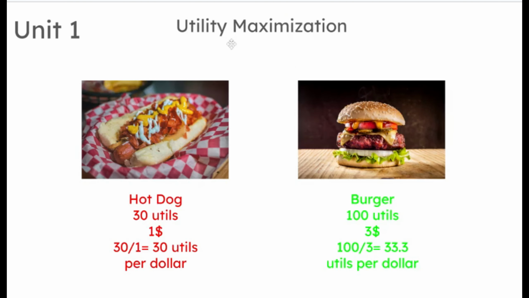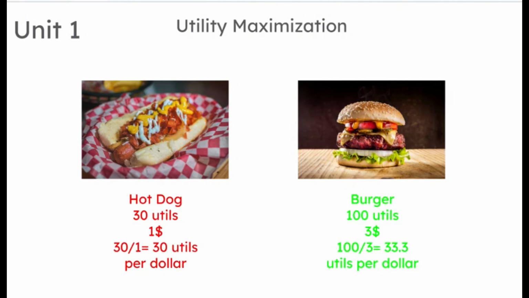So let's talk about utility maximization, which is like getting the bang for your buck. Imagine you're at a food court and you're choosing between a hot dog and a burger. Now the hot dog costs $1 and you gain 30 utils of satisfaction from it. And the burger costs $3, but you gain 100 utils of satisfaction from it. You divide the amount of utils by the price that it costs to find the utils per dollar. So as you can see, I did that for both of these. I did 30 divided by 1 and 100 divided by 3. And I can see this gives me 30 utils per dollar, and this gives me 33.3 utils per dollar.